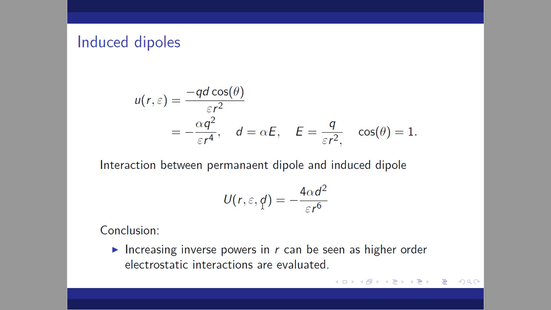So this equation includes the potential energy for this induced dipole. From this equation, what we can say is that the increasing inverse power in R can be seen as a higher order electrostatic interaction. Let's say R increases, so the potential energy will also decrease.